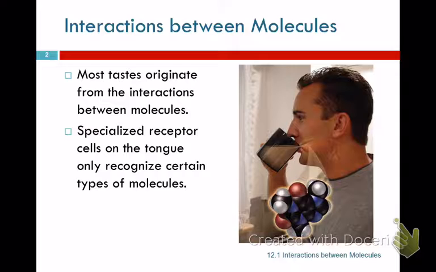Okay, so we're going to talk about intermolecular attractions. Again, that's what this chapter is about. And intermolecular forces are really important. They're responsible for lots of things like taste perception and smell. These are all caused by intermolecular forces, okay?